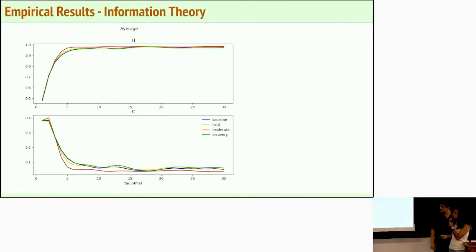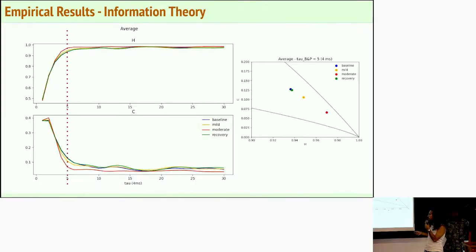Now for the information theory, we chose embedding dimension equal to 6 and calculated the entropy and complexity for tau from 0 to 30. Here is the average of the channels, and we find that the best tau for this data is equal to 5. Looking at the plane of entropy versus complexity, we can characterize the signal. We see that with more propofol in the blood, we have more entropy and less complexity. But in the baseline, before taking the propofol, we have more complexity and less entropy.